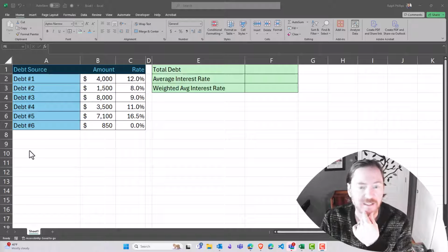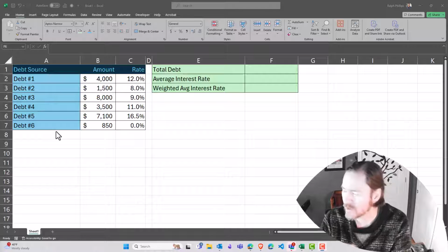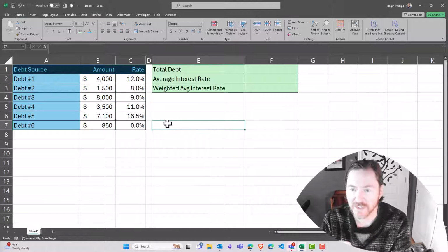And so we've got a handful of debt sources here. Doesn't matter where they are. They could be car loans, student loans, personal debts, and things like that. There's various amounts for each of the debt sources, and there's various interest rates for each of those debt sources. And off to the side, I just want to calculate some of our data.